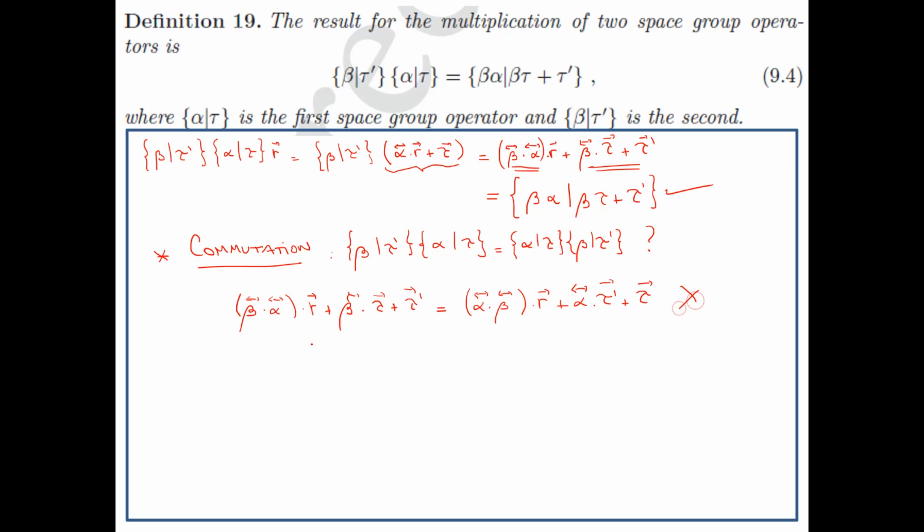So commutation does not apply. In general, space group operations do not commute. And remember that simple translations always commute, right? So the translation part of the space group operations will always commute, but more general space group symmetry operations do not commute, all right? Okay, thank you. Very good.